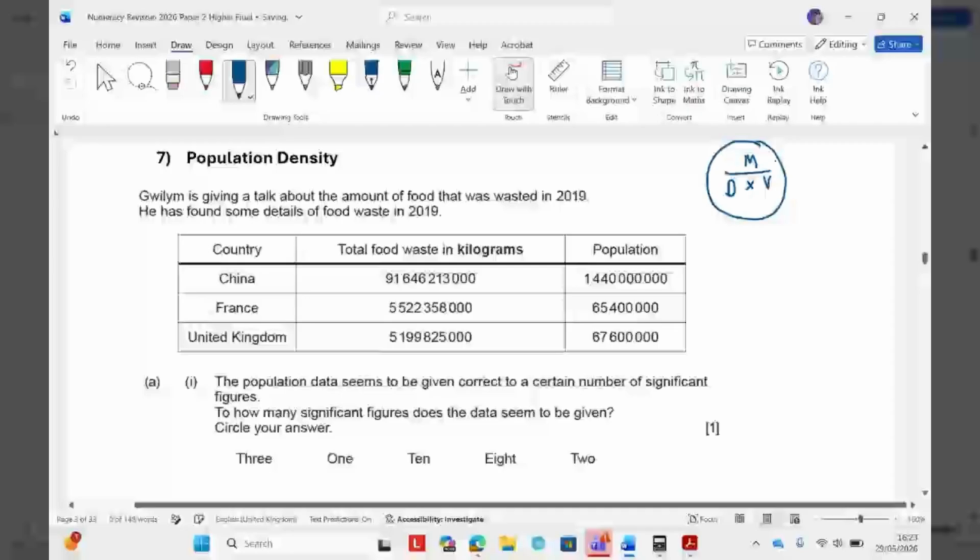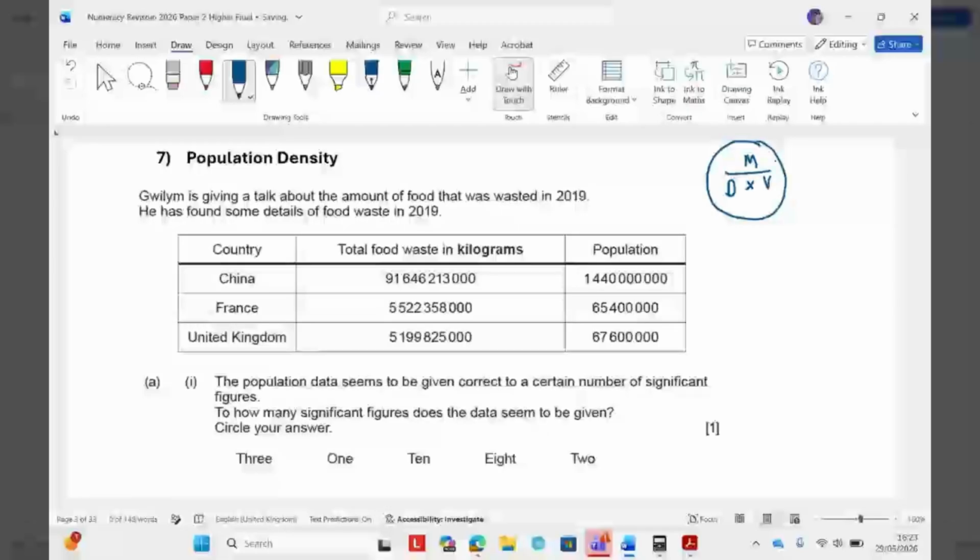Density, mass, volume, DMV in that order. D at the bottom left, then M and V, right? We need to look at units and stuff, right? However, there's another type of density, sort of a real-life density, okay?